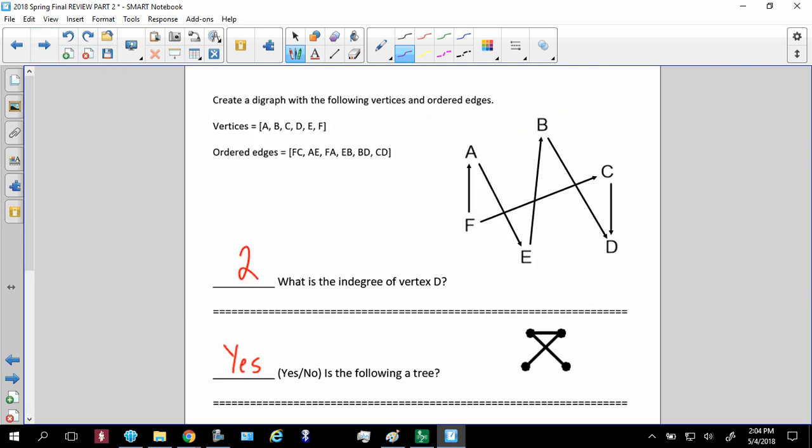Create a digraph. Remember, the arrow is going to the next person. The in-degree of D is 2 because there are 2 arrows going to it.